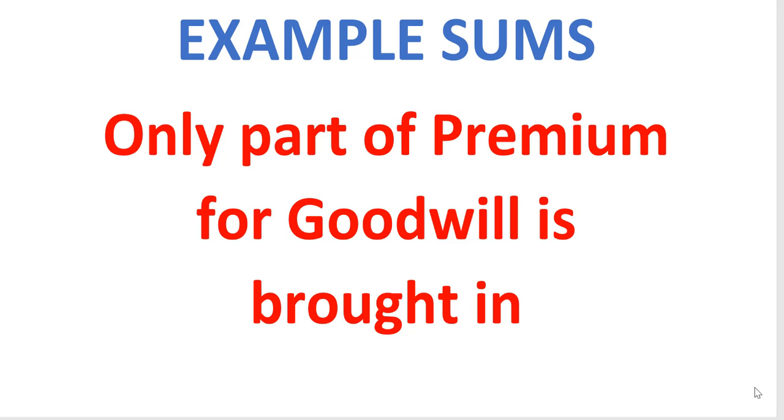Let's start solving example sums in the fifth method of treatment of goodwill at the time of admission of a partner. The fifth method is when only part of the premium for goodwill is brought in by the incoming partner. So let's go to that example.